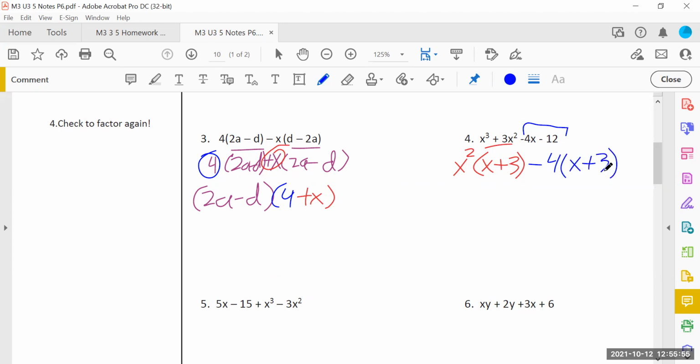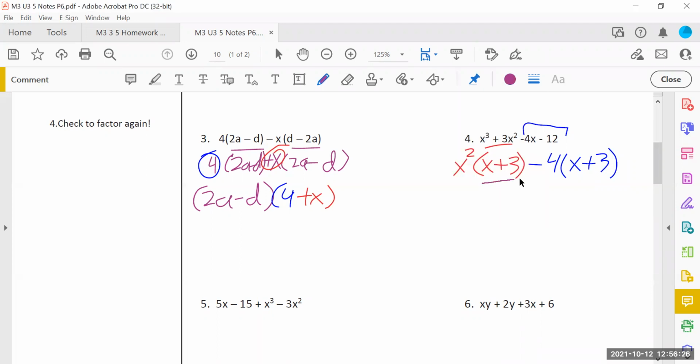If I did this right, and if it's designed to be factored by grouping, those two parentheses should match. If they do not match, either I made a mistake, I didn't factor out the real GCF, the greatest common factor, or it's not going to factor by grouping. Does that make sense? There's plenty out there that don't factor by grouping. Here though, this one did. X plus 3, exactly the same.